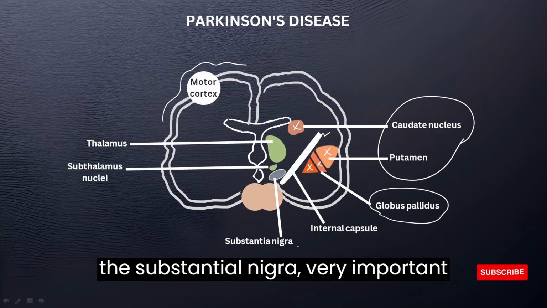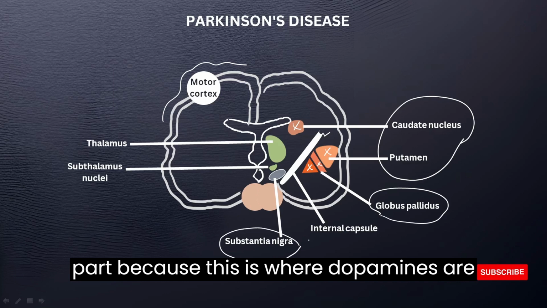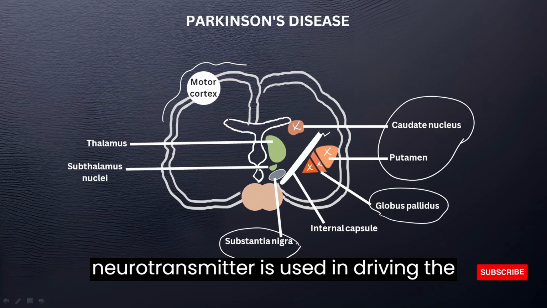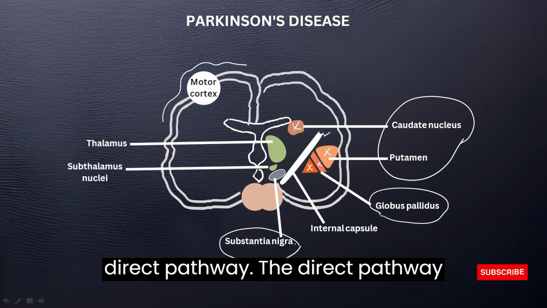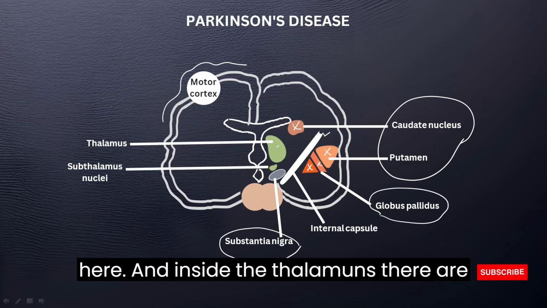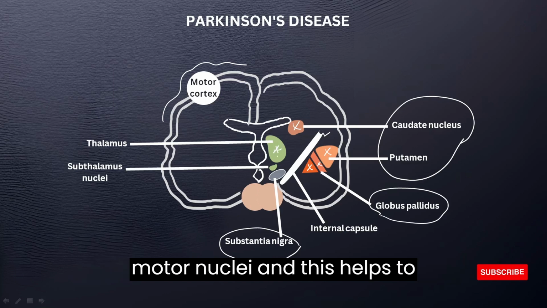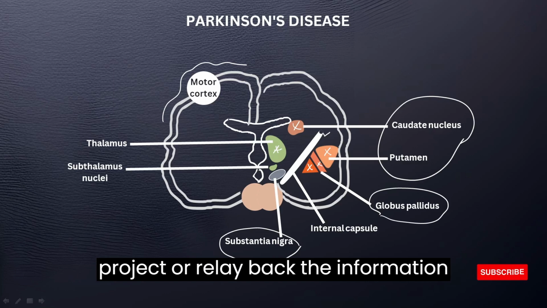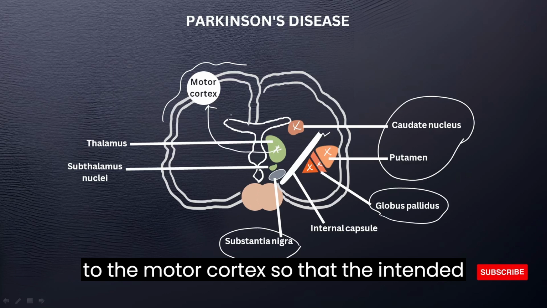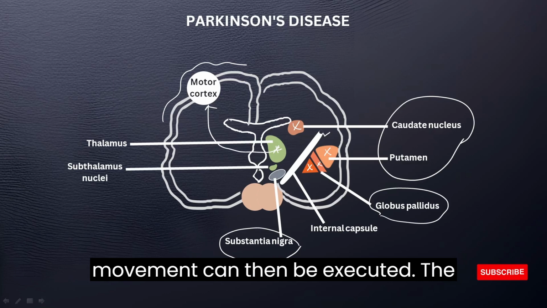We can see the substantia nigra, a very important part because this is where dopamine is produced, and this neurotransmitter is used in driving the direct pathway. The direct pathway extends all the way to the thalamus right here. And inside the thalamus, there are motor nuclei, and this helps to project or relay back the information to the motor cortex so that the intended movement can then be executed.